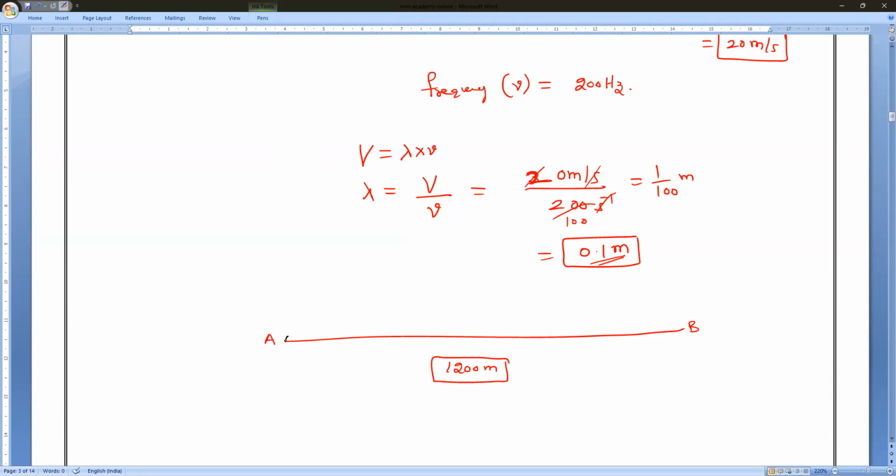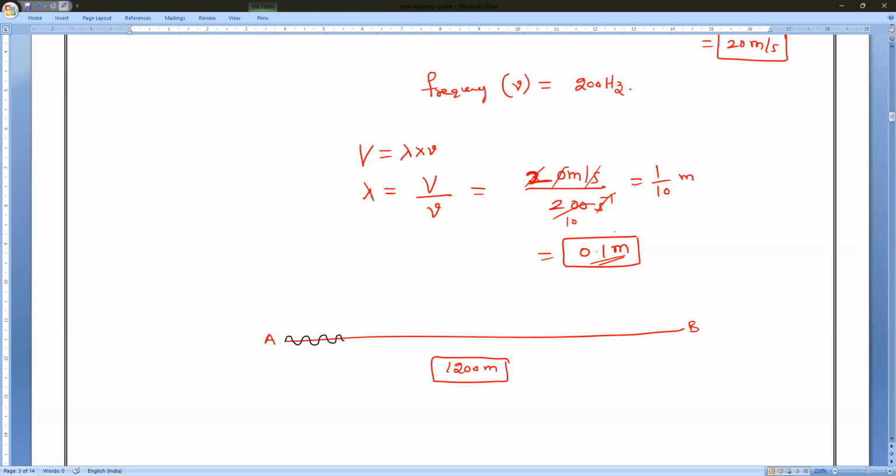A student asks about the value of one wave, 0.1 meters, written as 1 by 100. The teacher corrects himself: 20 meter per second divided by 200 is 1 by 10, not 1 by 100. Sorry for that, I forgot it. It is 0.1 only. Clear?